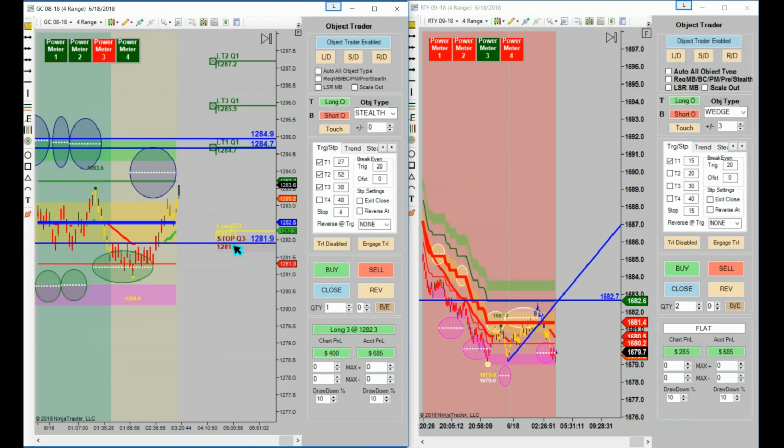And it did. See that? Now there's your lightning swing. Right across there. Nice and tight. Exit on close. Just like that. Okay? It's a pretty good way to trade, isn't it?